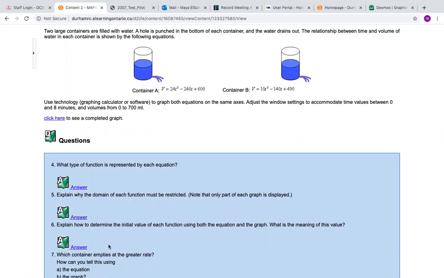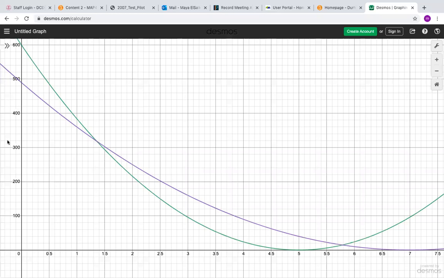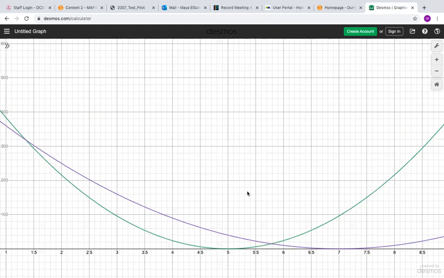Explain why the domain of each function must be restricted. The reason why it's restricted is because time cannot be negative. So that's why I have to restrict it from 0. And the reason why it's restricted to 8 is because in this case, at 8, the water is going to drain down, right? And then when you reach the bottom of that container, the water is not going to fill back up, because remember that in this case here at 5, right?